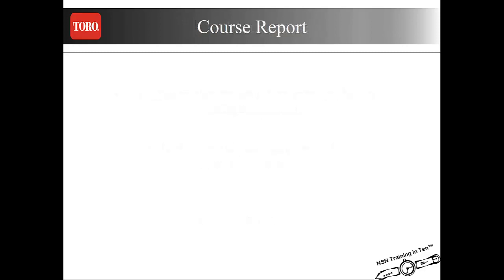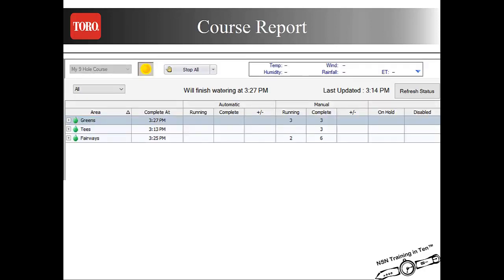One very nice feature about manual irrigation in Lynx is that this information is tracked and logged into the course report so it can be reviewed later. Here we see our course report. We have our columns for automatic irrigation that has ran during our last cycle and the columns for manual irrigation that is currently running or has ran today.